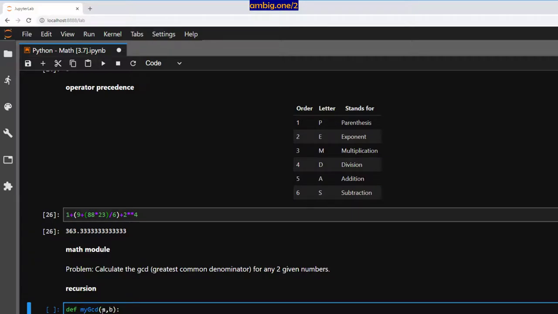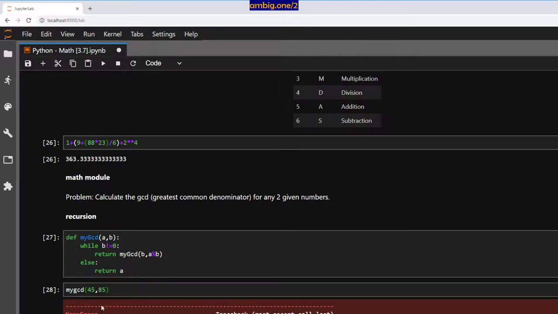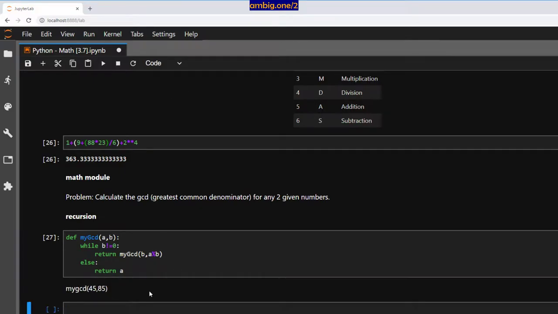So my GCD is: while b not equal to 0, return my GCD of b comma a percentage b, else return a, right? So my GCD of 45, 85, okay. Loops.